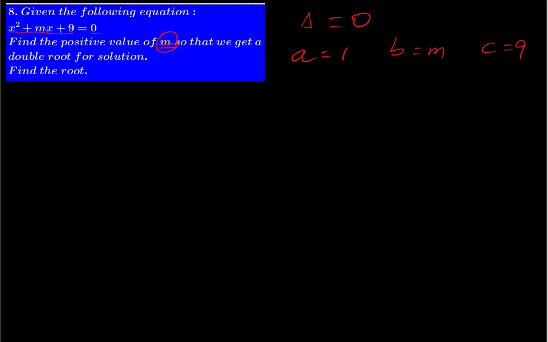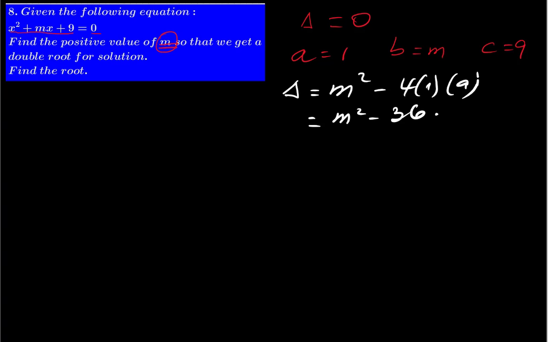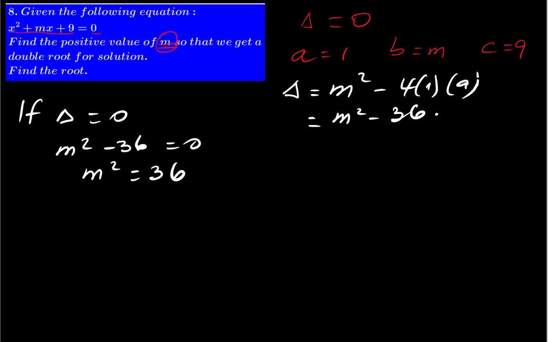So what we are going to do is, we are saying delta is equal to m squared minus 4 times 1 times 9, which is equal to m squared minus 36. So if delta is equal to 0, that means m squared minus 36 is equal to 0. M squared is 36. M is equal to plus or minus 6.